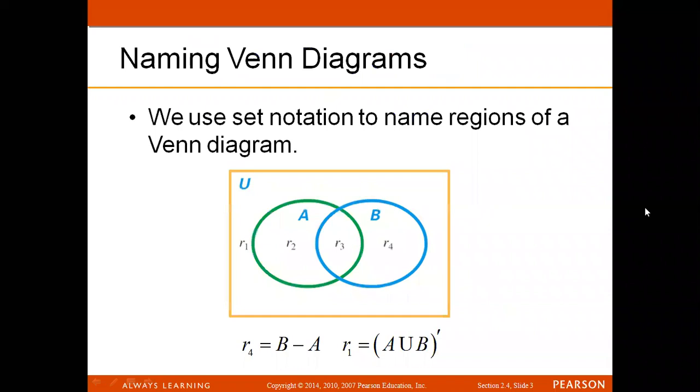Naming Venn diagrams. We use set notation to name regions of a Venn diagram. For example, region 4 is B without A. So this region, shaded in blue, is B without A. Region 1 is A union B inverted, or A union B complement.